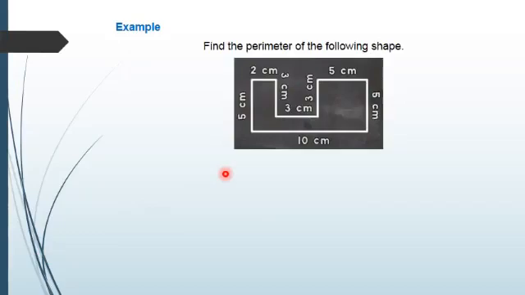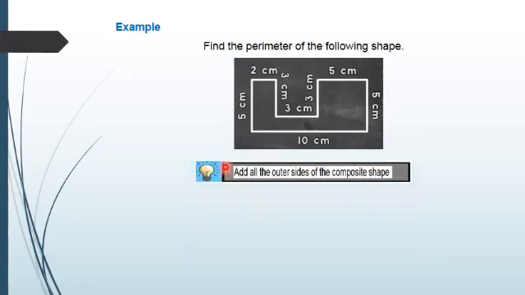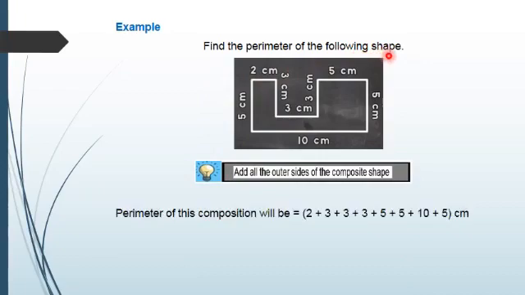Now let's solve an example. Find the perimeter of the following shape. For this, what we have to do is to add all the outer sides of this composite shape. So the perimeter of this composite shape will be equal to the sum of all its sides and that will be equal to 36 centimeters.